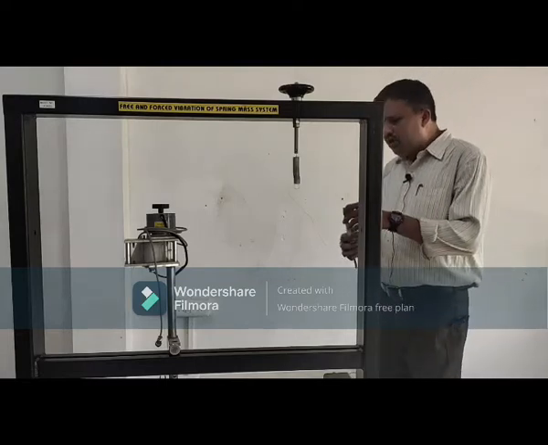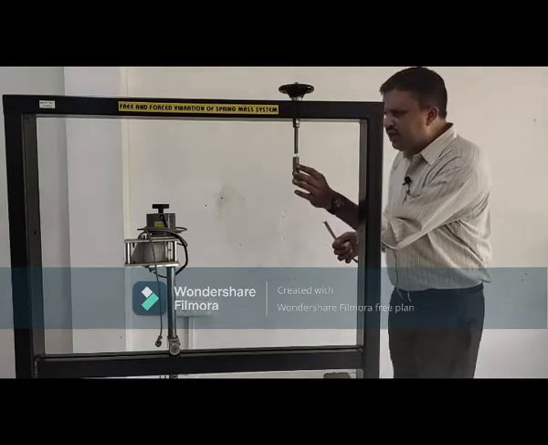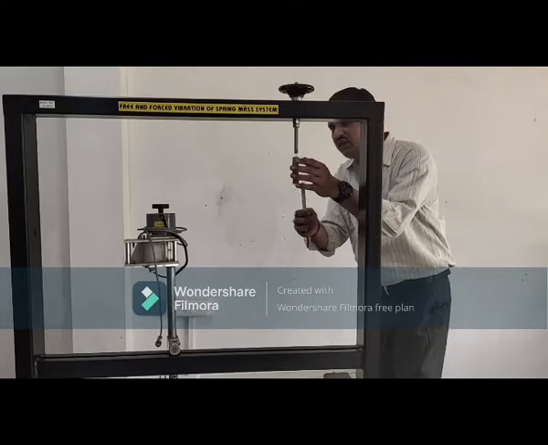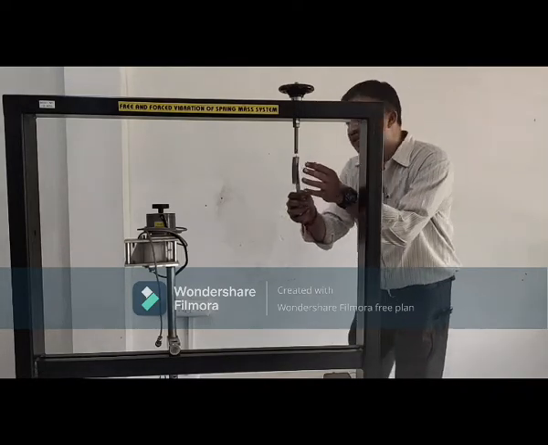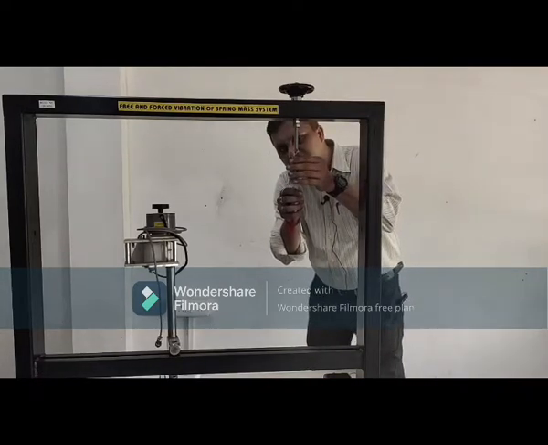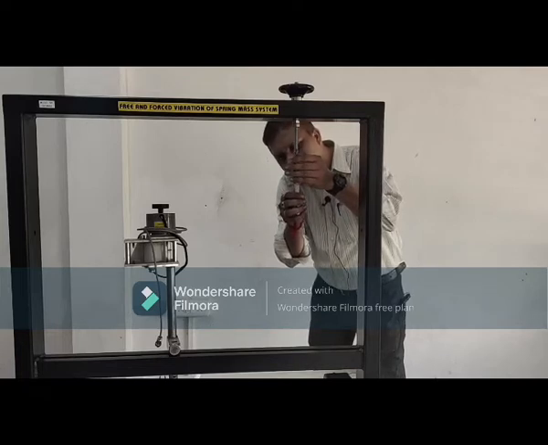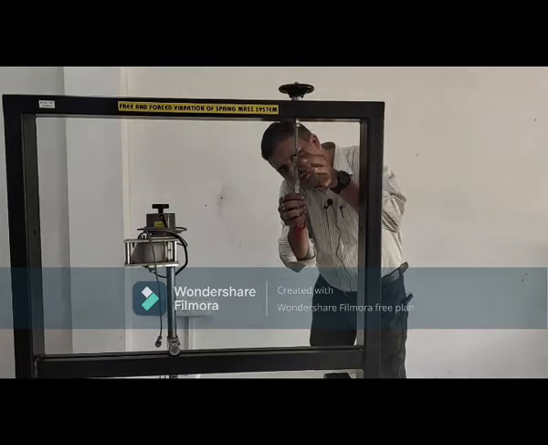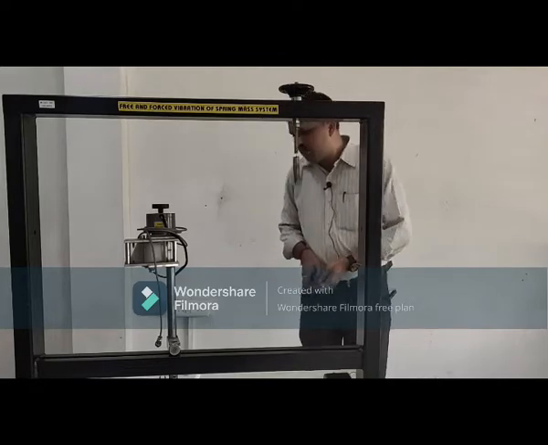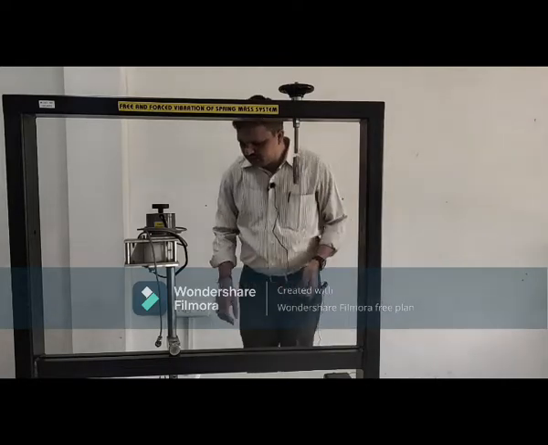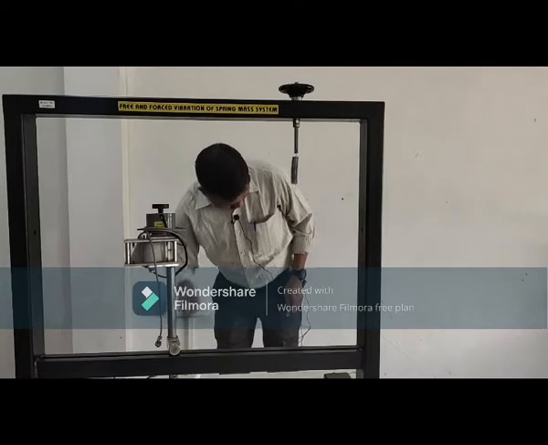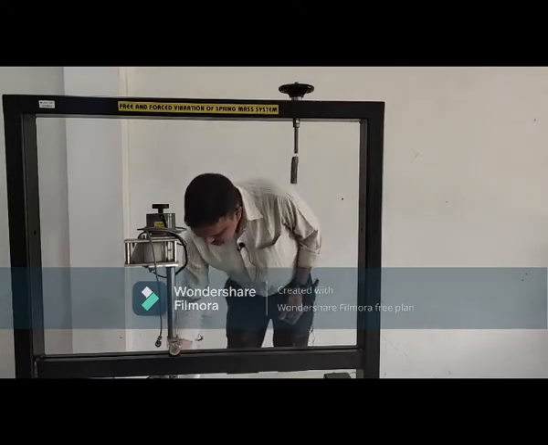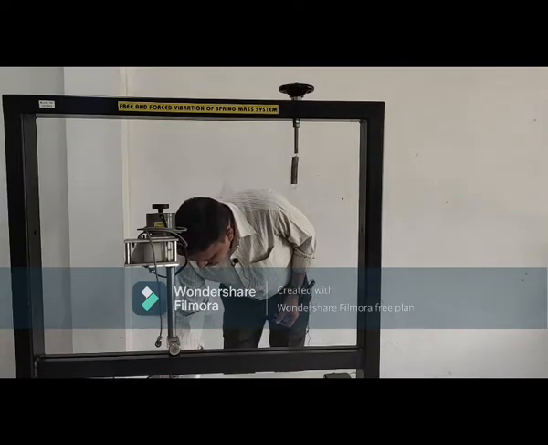So, let us see what the unstretched length is. Let us measure the unstretched length of the spring by means of a measuring tape here. So, exactly 7.5 centimeters is the unstretched length of the spring.